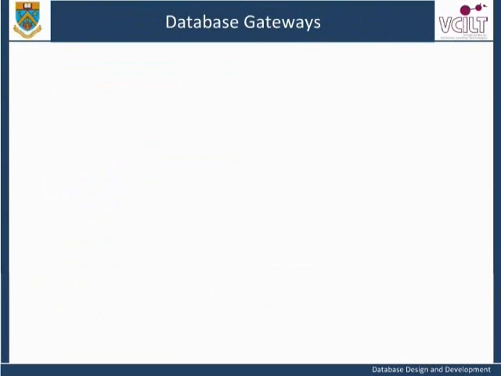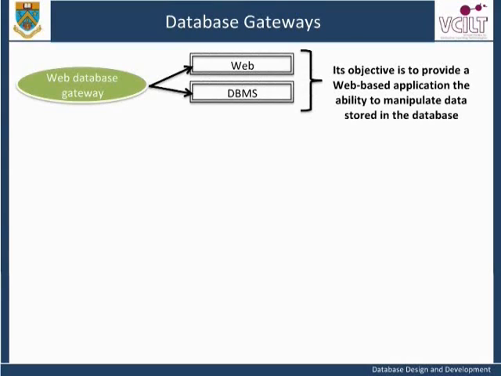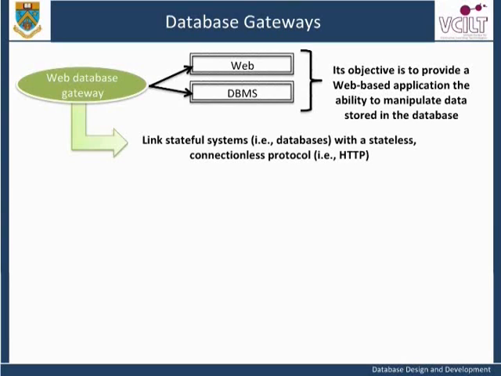Database gateways. A web database gateway is a bridge between the web and a DBMS, and its objective is to provide a web-based application the ability to manipulate data stored in the database. Web database gateways link stateful systems, that is, databases, with a stateless, connectionless protocol, that is, HTTP. HTTP is a stateless protocol in the sense that each connection is closed once the server provides a response. Thus, a web server will not normally keep any record about previous requests.